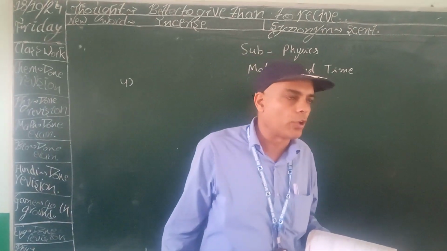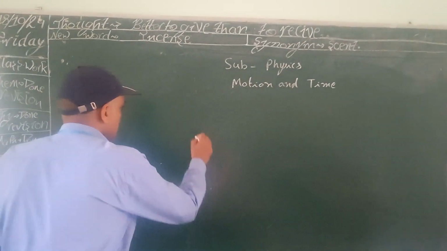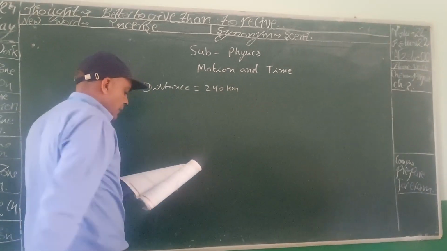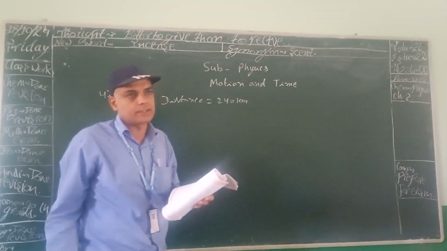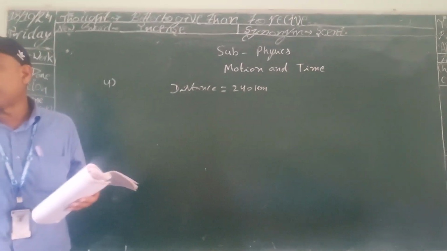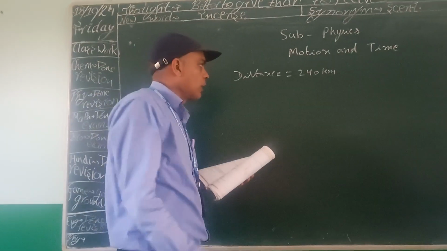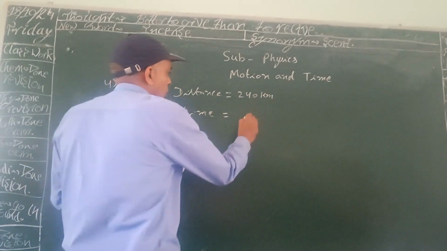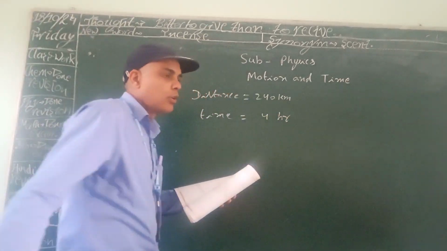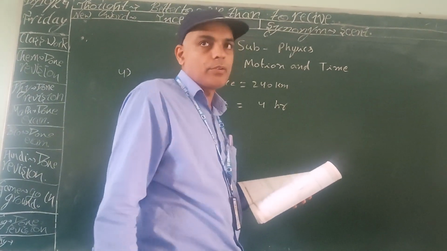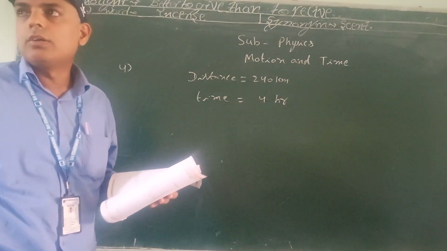Distance is 240 kilometers. A train takes 4 hours to cover this distance. That means the time required is 4 hours. Now calculate the speed of the train.